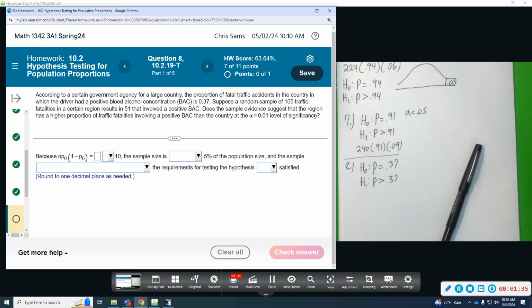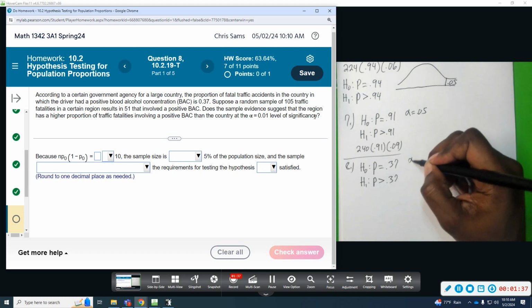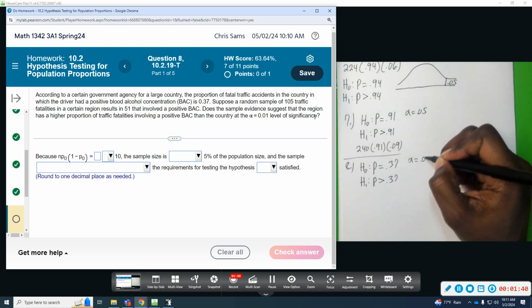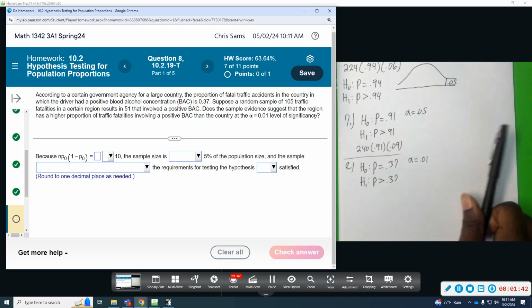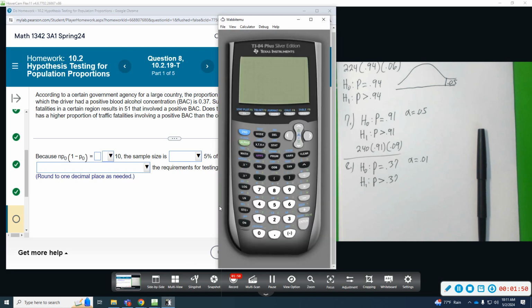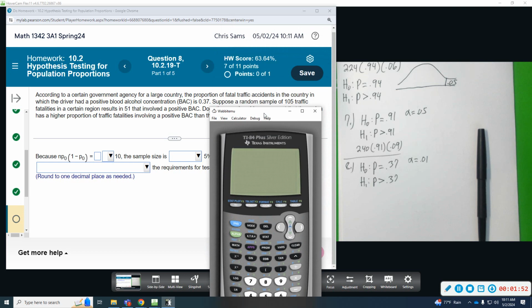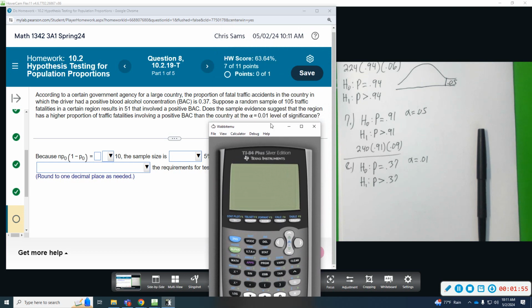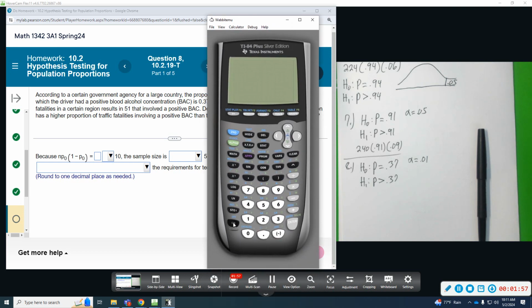Okay, we have a higher. Alpha equals 0.01. So if the p-value is smaller than 0.01, we reject. If we're bigger, we do not reject. So first we're going to multiply n p times 1 minus p. So n, the sample size, was 105 in this case, 105 times the p, which is 0.37, times 1 minus 0.37, which will give us 0.63.